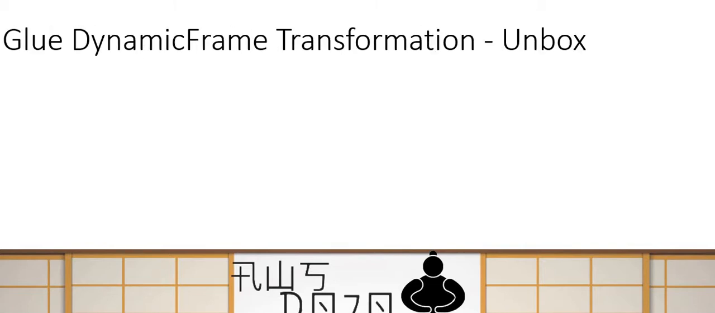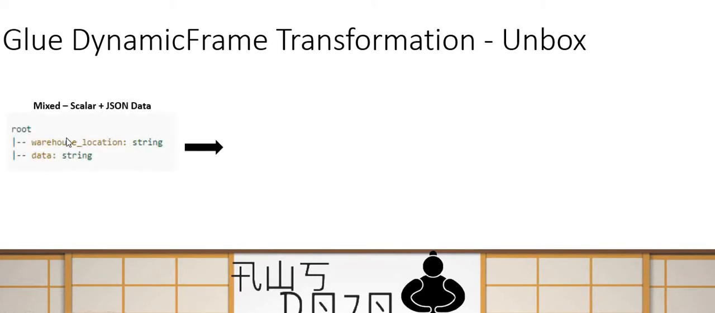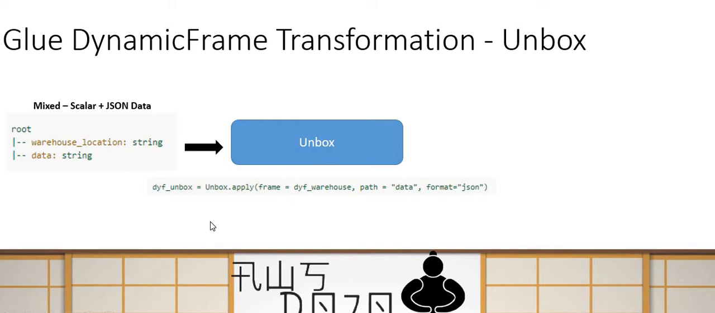When you're talking about Unbox, basically suppose you have mixed data like this. You can see here, for instance, that my warehouse location is scalar data, but my data column is keeping JSON data, which is also treated as a string. In that case, I apply my unbox method, called like unbox.apply, with the data frame on which I want to apply the unboxing, the column which is holding my JSON data, in this case data, and then you mention the format, which is JSON in this case.